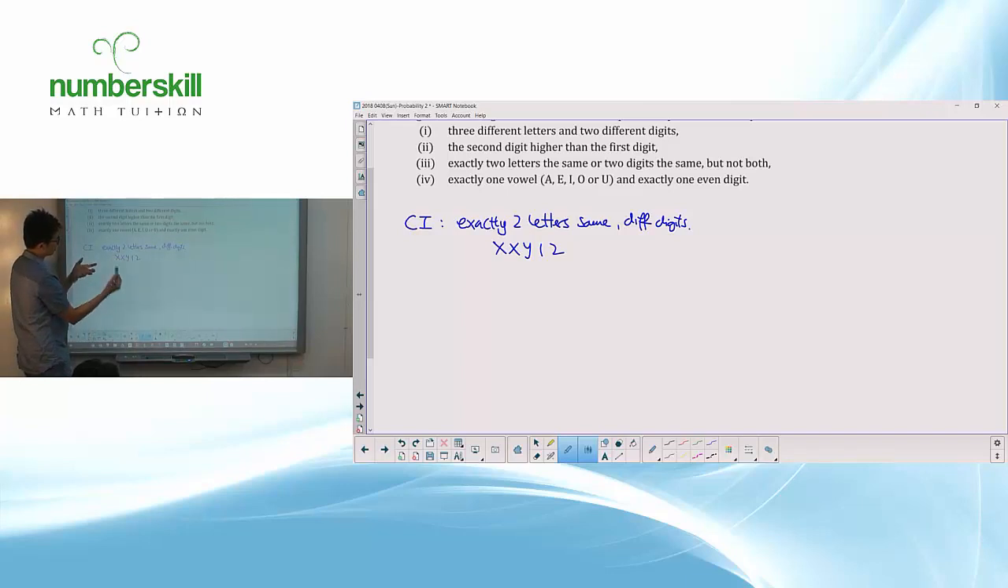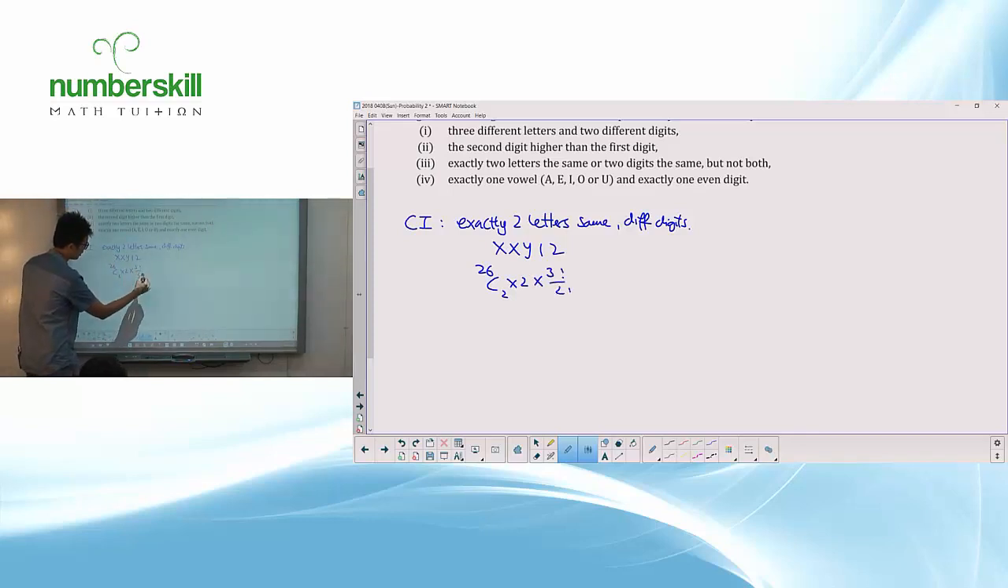Well, it turns out that we talked about it just now. So 26 choose 2 first, and then I need times 2 because of the XXY, XYY, and then I need times 3 factorial over 2 factorial. All right, but this time around, I want the 2 digits to be different. So with the 2 digits to be different, there will be 9p2. Correct or not?